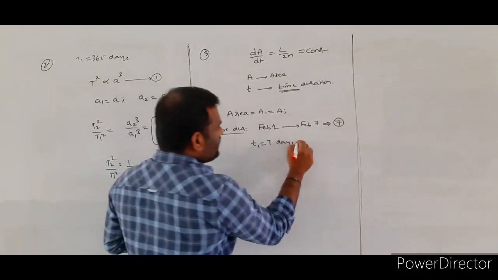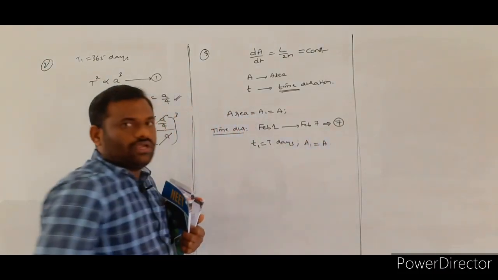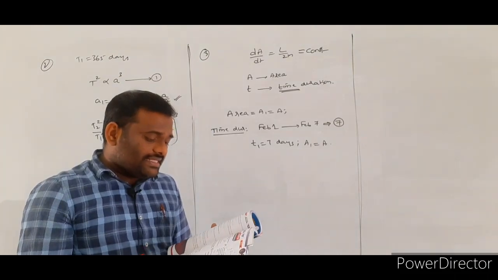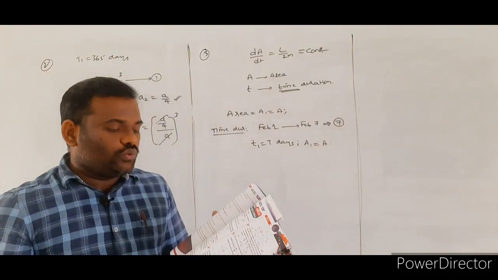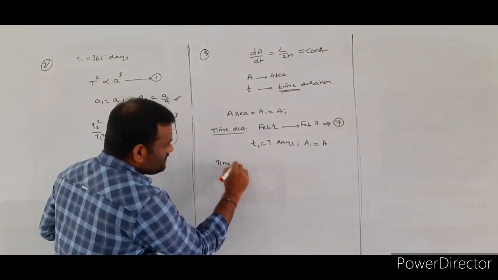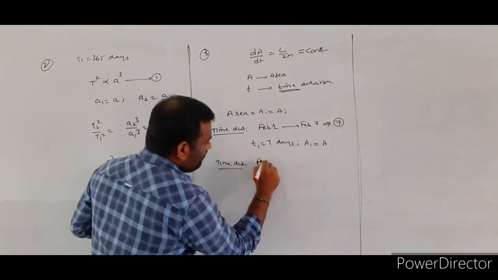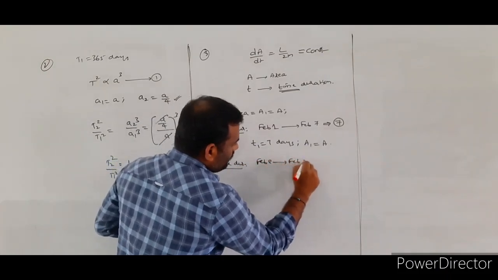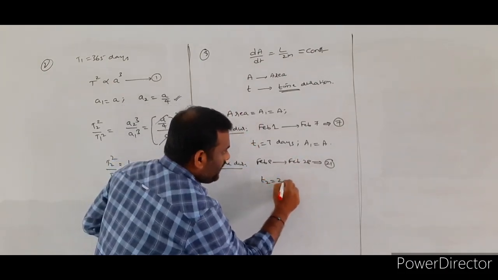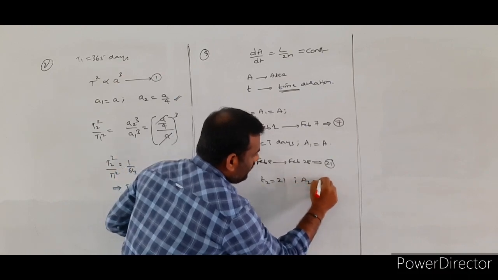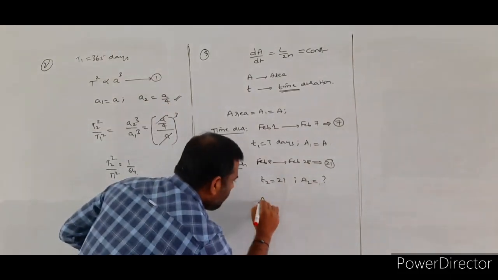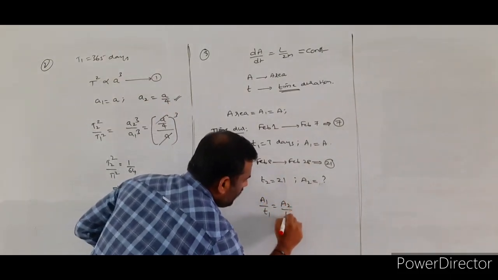T1 is equal to 7 days, and A1 is equal to A. Now, they are asking for the area swept by the same radius vector from Feb 8 to Feb 28. So, the second time duration is from Feb 8 to Feb 28. That means 21 days. So, T2 is 21 days, and they are asking for the A2 value. From the given formula we write A1 by T1 is equal to A2 by T2.